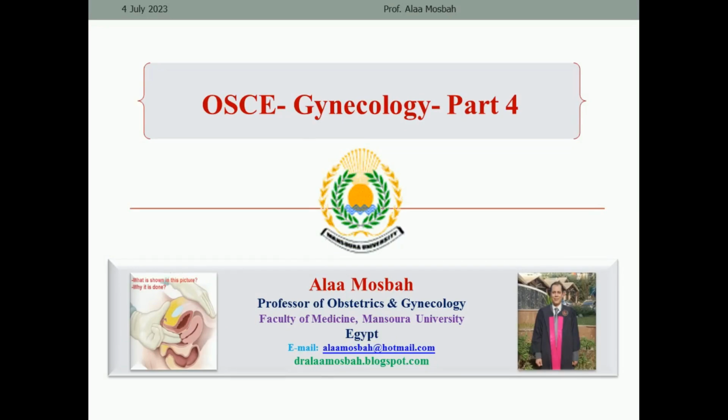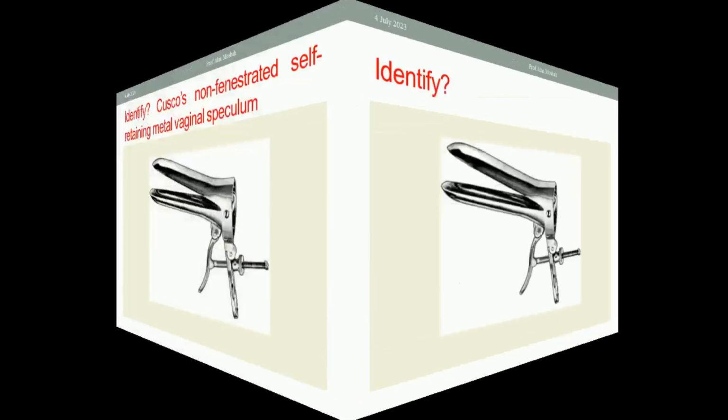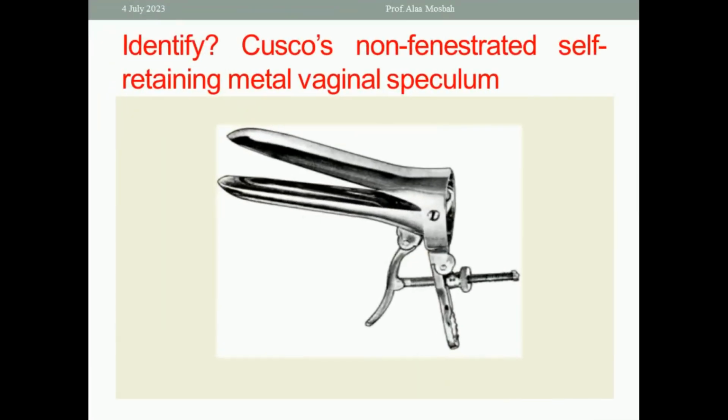Okay, we have an OSCE in gynecology. Try to answer. Please look at this picture and identify this instrument. Of course, this is Cusco, a non-fenestrated bivalve self-retaining metal vaginal speculum. Two blades, handle, and screw. Okay?